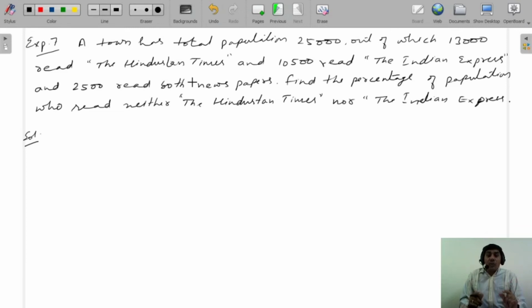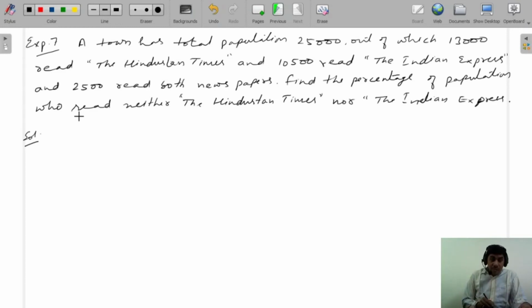Our target is to find the percentage of the population who read neither the Hindustan Times nor the Indian Express. That means first of all we have to find the number of people who read neither the Hindustan Times nor the Indian Express. Then we find the percentage.